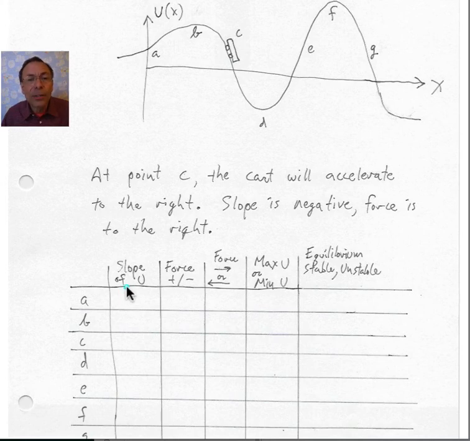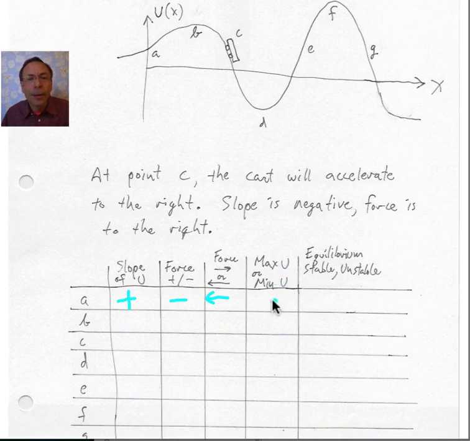Well, its slope at A up here, it's sloping upward. But remember, the force is the negative of the slope. So that means the force must be negative. And that means the force is to the left, right? Which makes sense. If you put the roller coaster cart right here, it would tend to roll to the left. We'll get to this in a minute.